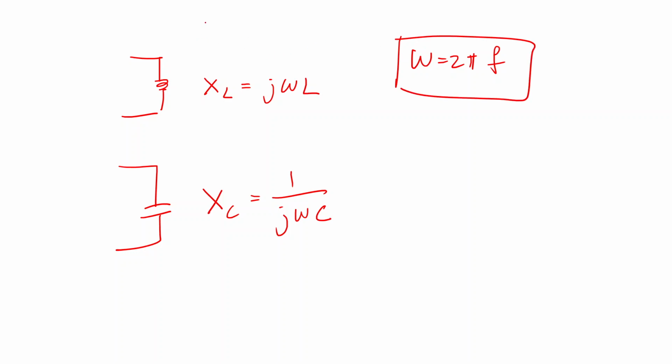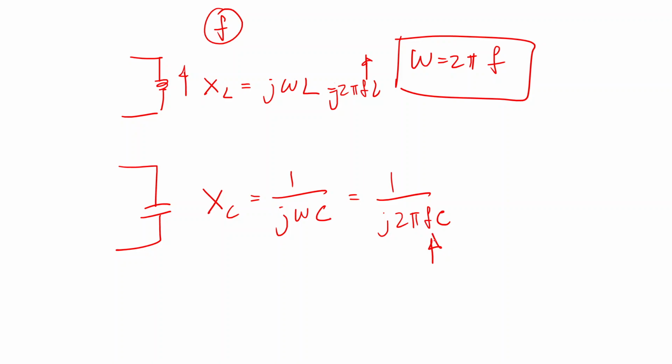In a circuit with higher frequency, if the frequency increases, the impedance of the capacitor decreases. For the inductor, with 2 pi FL, if F increases, XL increases, right? But for the capacitor, with 2 pi FC, if F increases, XC will decrease. So XC is decreased in this case.